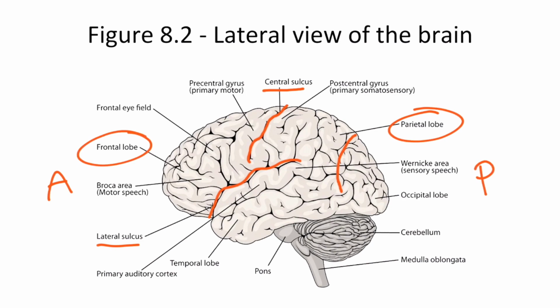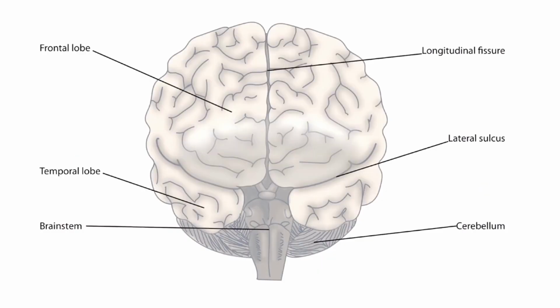If we look at a sagittal view of the brain, we can more easily see the parieto-occipital sulcus. As a quick reminder, a sagittal view just means we've cut the brain in half through the longitudinal fissure like this. And we're looking at the inside of the brain from the side, so we'll be looking at it from this angle.